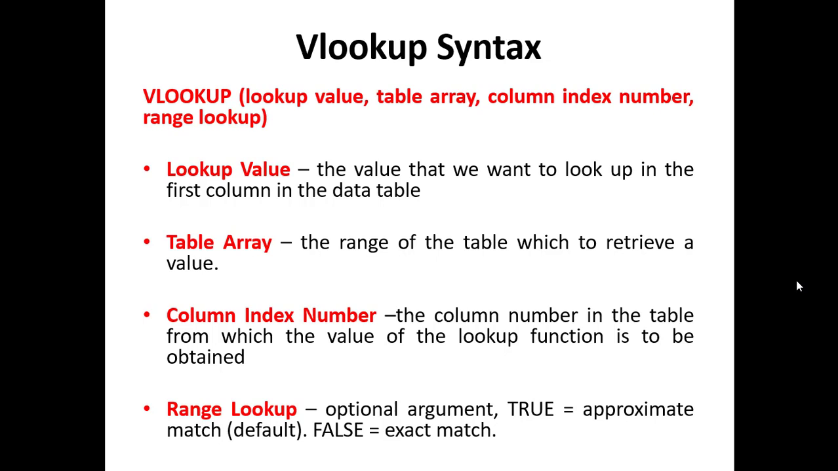And finally, the range lookup. This is the option whereby we decide whether you want to get the approximate match or the exact match, or whether you want to get a match in between certain values, right? If you want to get the approximate value, then you have to type TRUE, or you can omit it. For example, if you type TRUE or omit it, automatically it will read as the approximate match, which is the default, right? And if you type FALSE, it will look for the exact match.